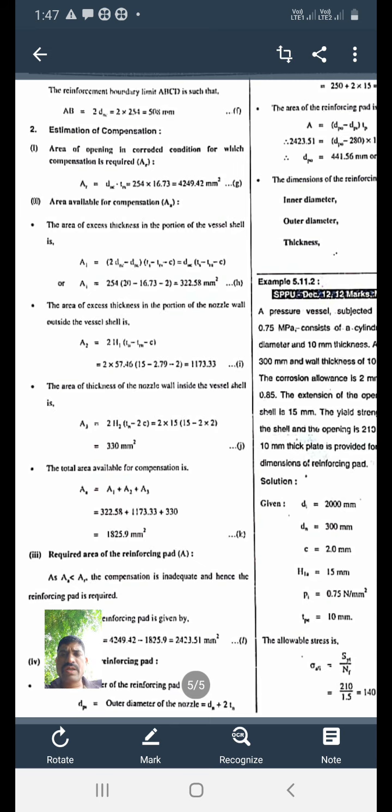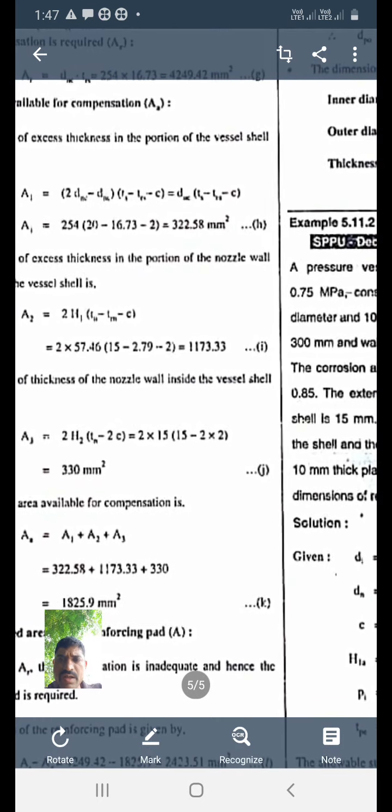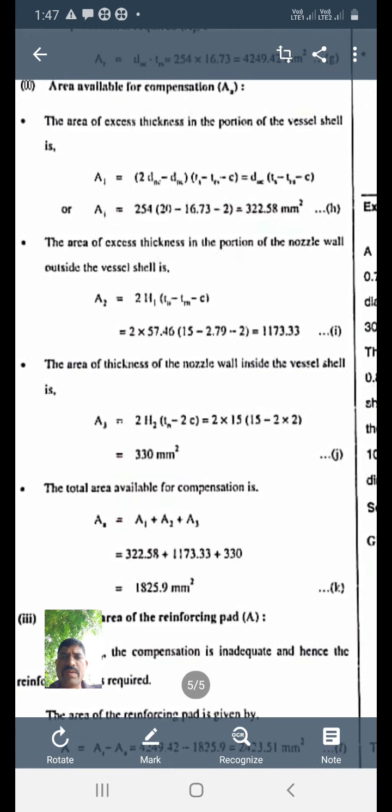Then area of the excess thickness in the portion of the nozzle wall outside of the vessel shell, 2H1 into, we know all the formulas, TN minus TRN minus C. Put the value and find out, you will get the A2 1173. Similar way you should calculate the area of thickness of the nozzle wall inside the vessel shell, A3. You will get the 330 mm square.